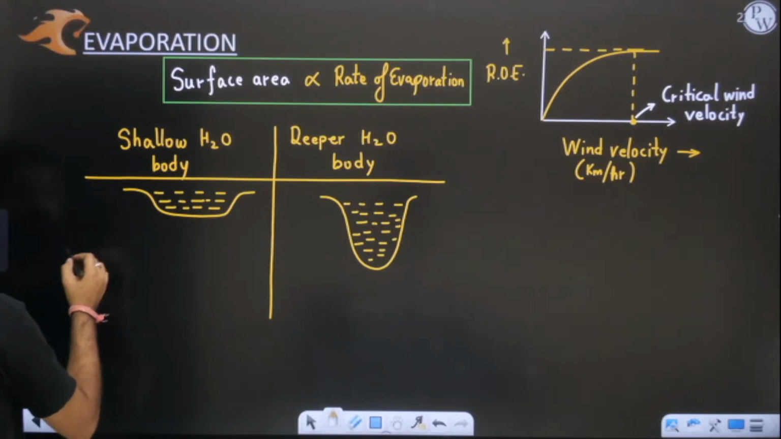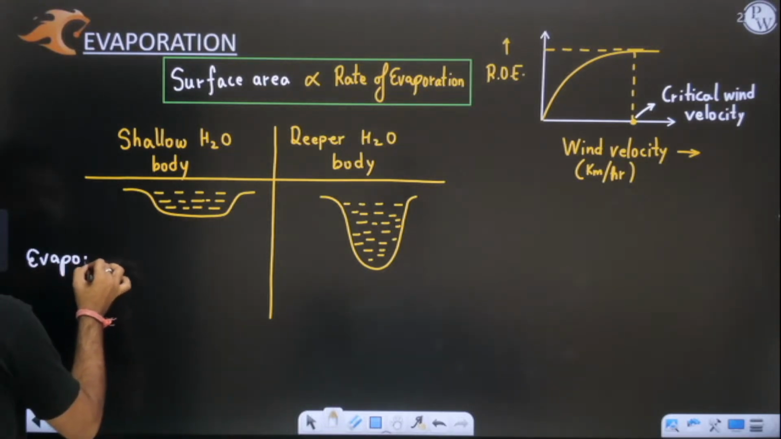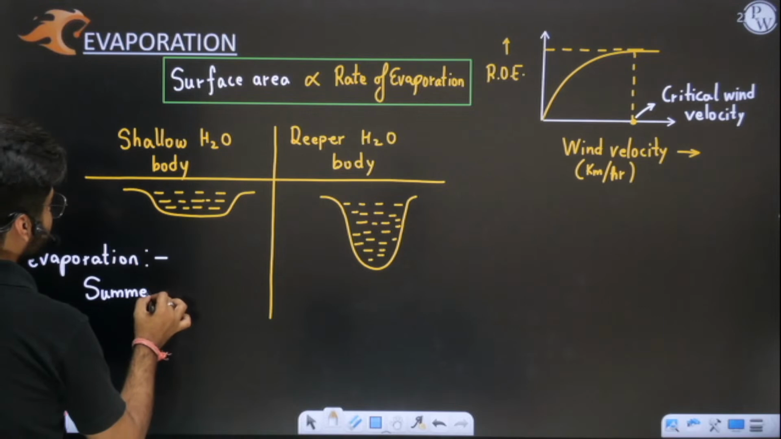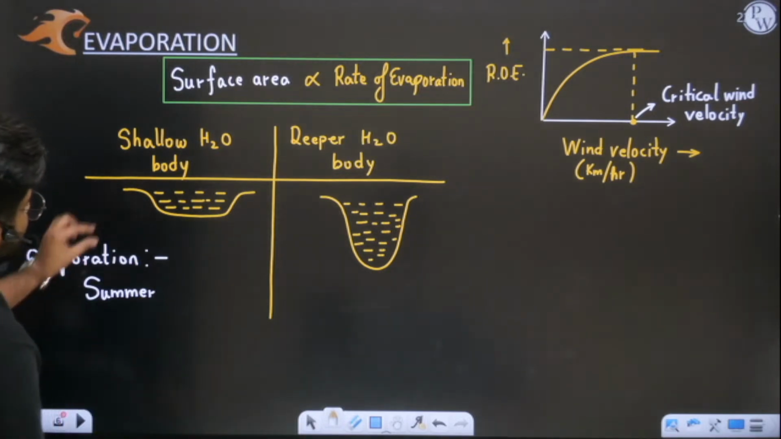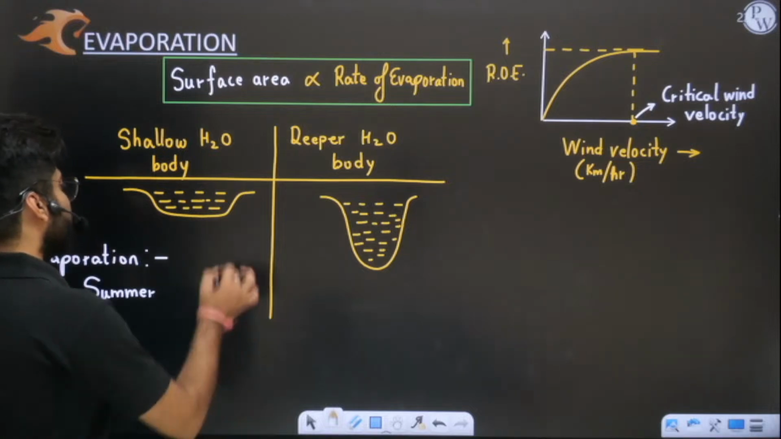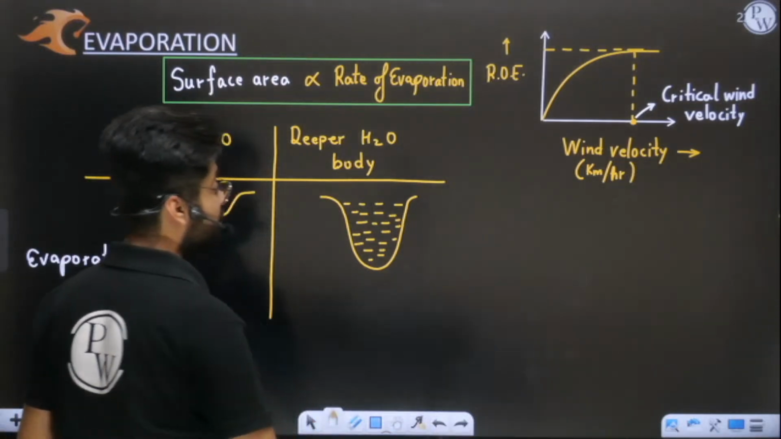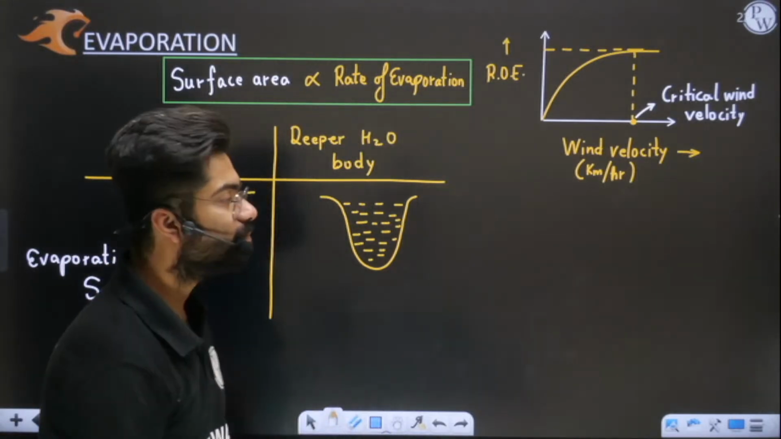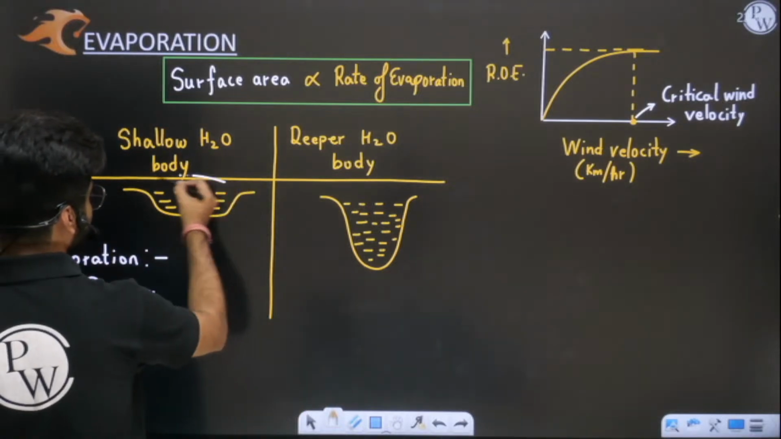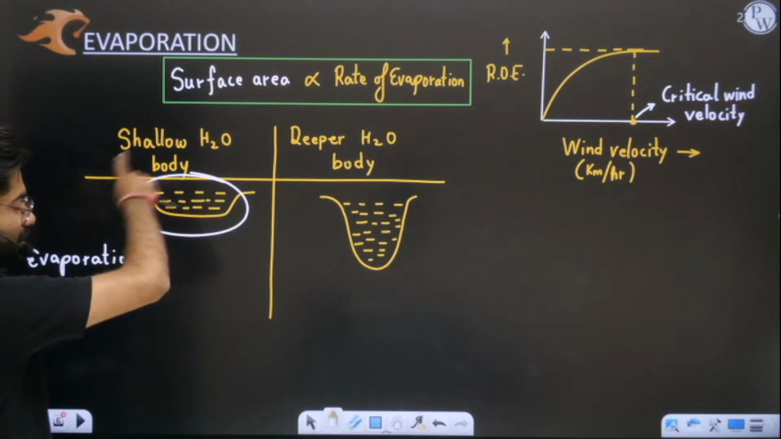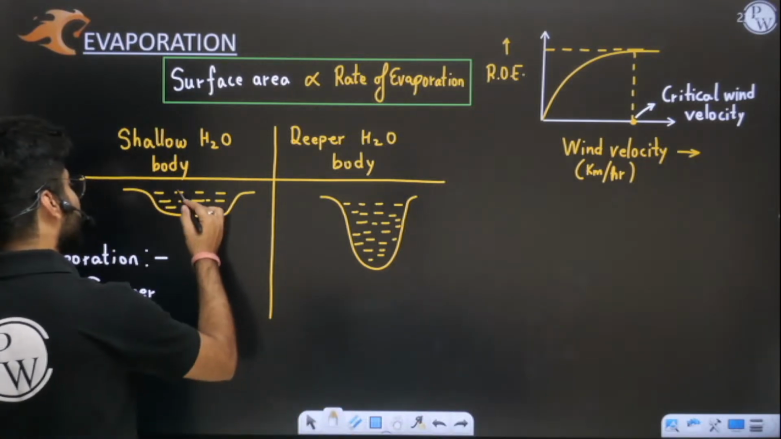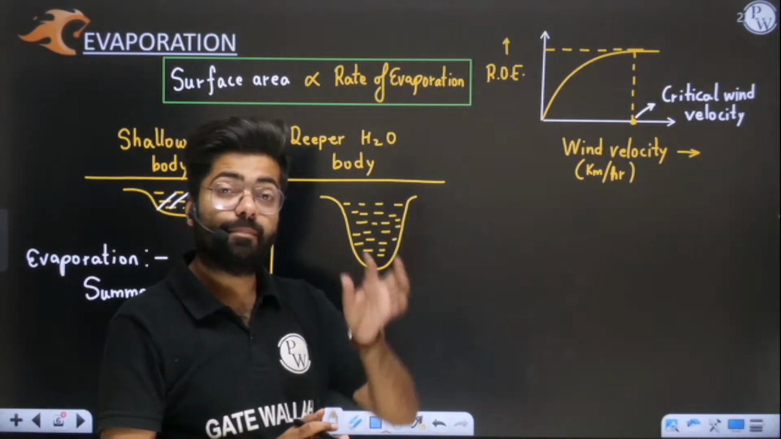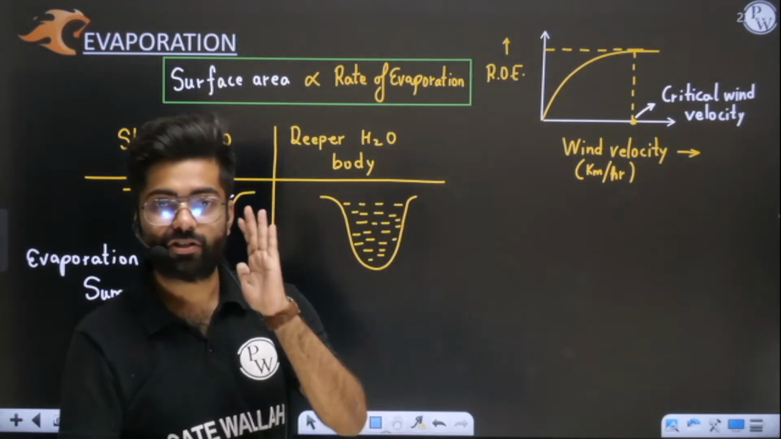If we consider them on the basis of evaporation, then obviously in summer season, the temperature of this water is important. If the temperature of the water is higher, then evaporation will be more. You need to understand one thing. We have two temperatures: the temperature of the atmosphere or the air surrounding this water body, and secondly the temperature of water. Temperature of water is more important.